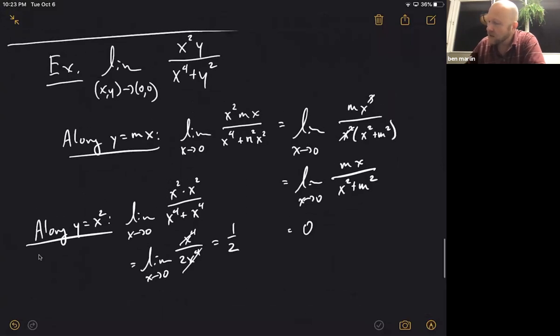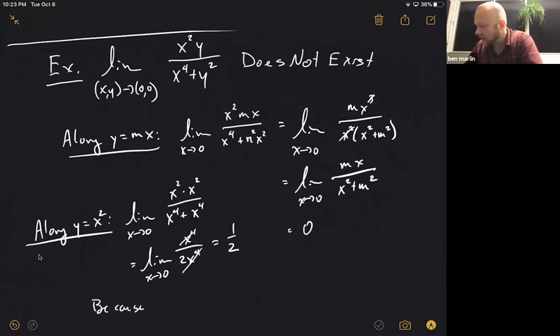So this limit, again, is an example that does not exist because limits along two approaches to 0, 0 disagree.